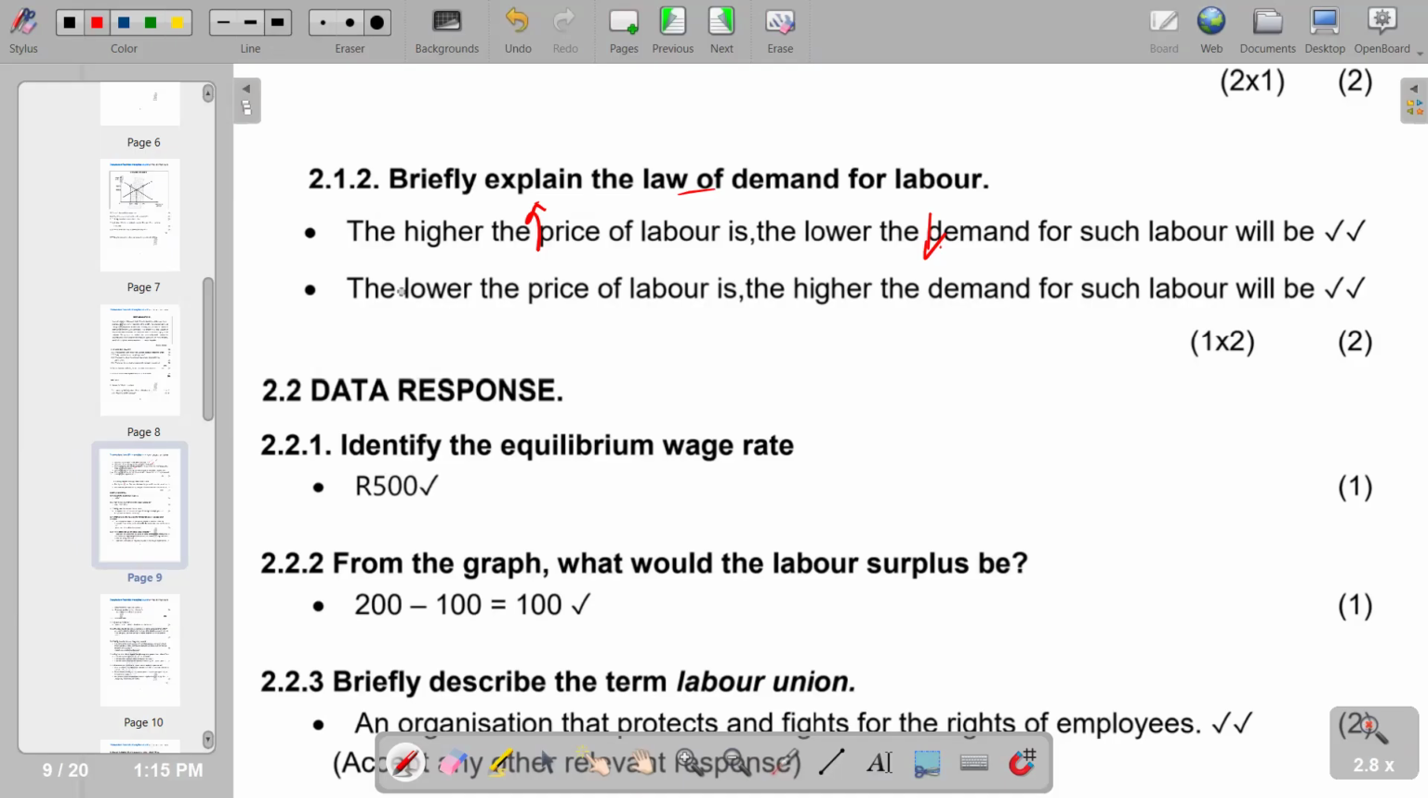And to go to the next point, the lower the price of labor is, the higher the demand for such labor will be. So basically, that's the relationship that exists between the price and the demand. So moving on to the next part that we have.